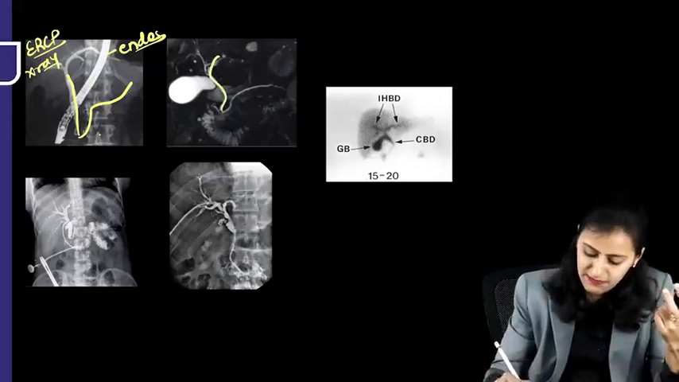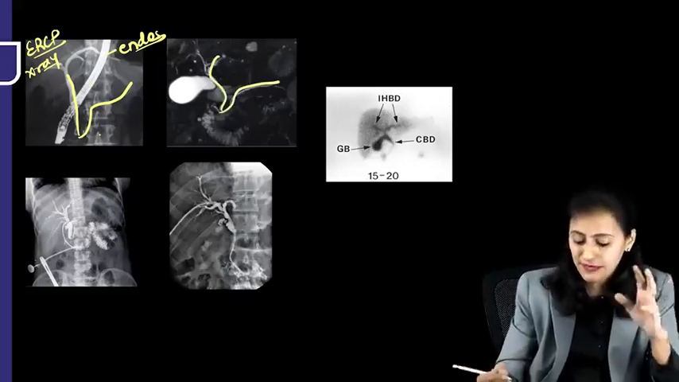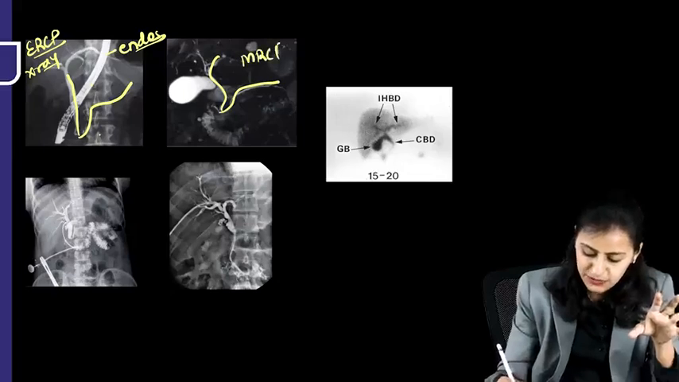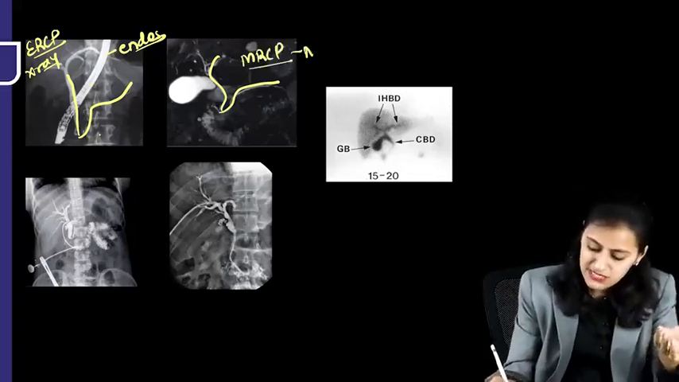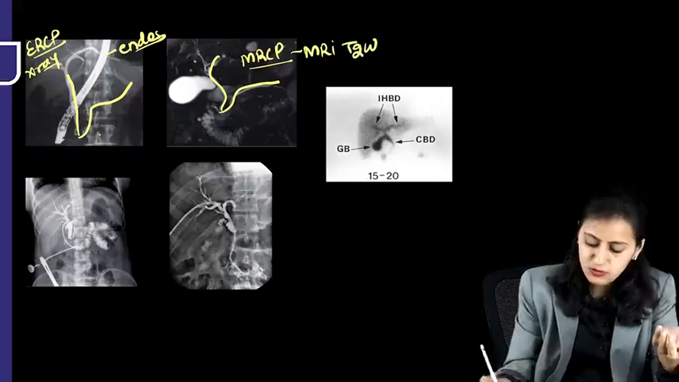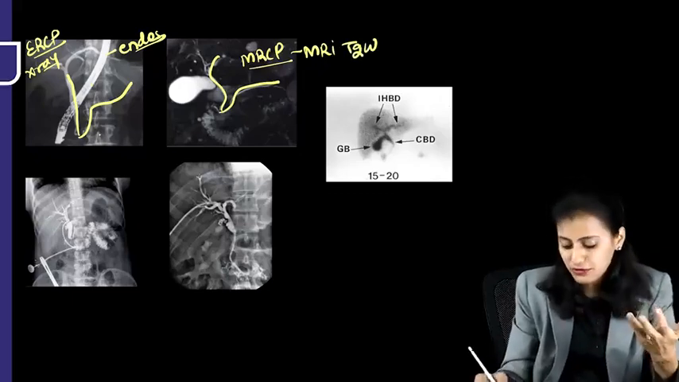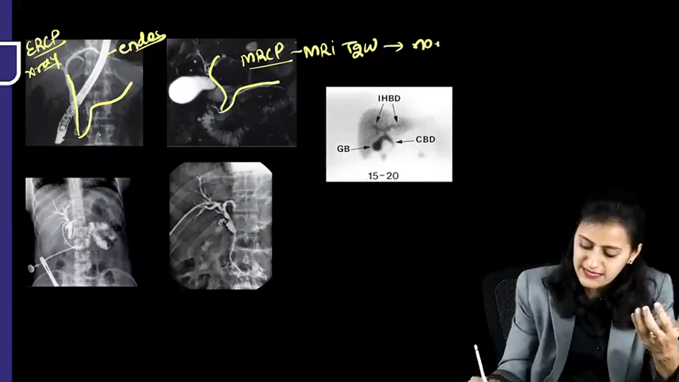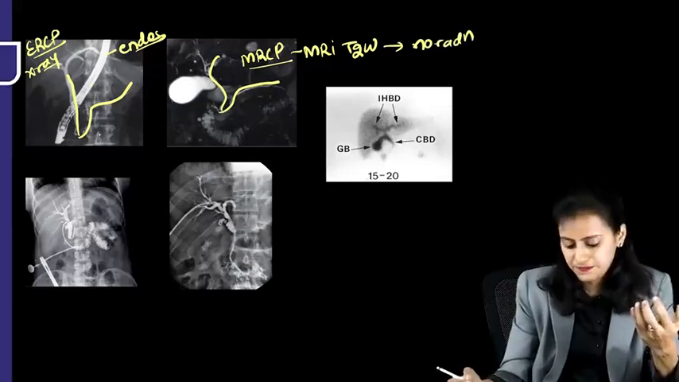Second one, where you see the bile duct and the pancreatic duct, but no endoscope, that is going to be MRCP, which is actually done in MRI, a T2 weighted MRI to see the white fluid, and that is why it has no radiation exposure.